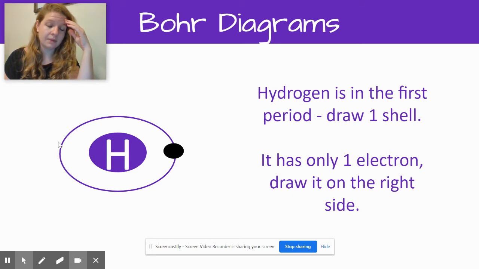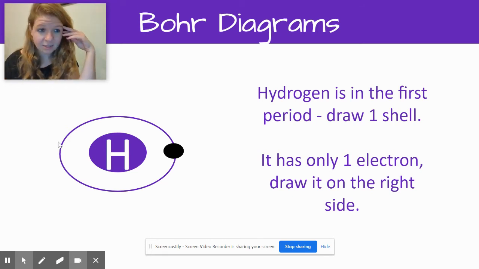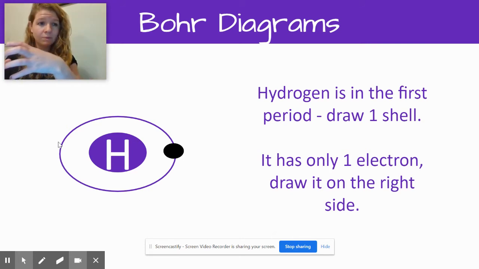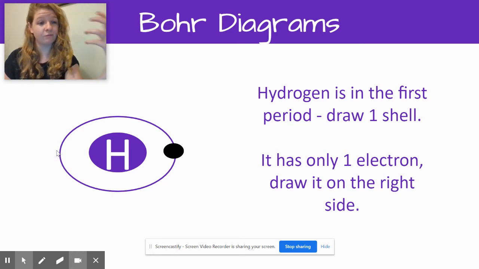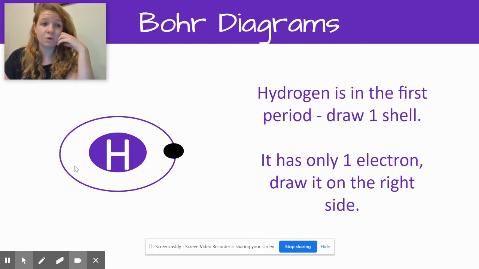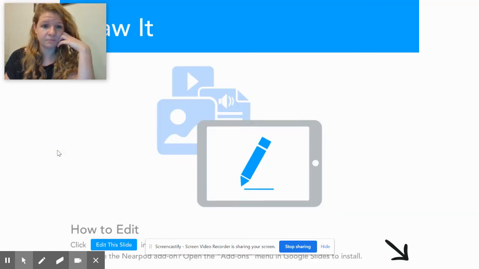So as you guys are making your Bohr diagrams, I want you to be thinking about what it would take to make them happy, what it would take to make them stable. We know that elements are stable when they have a full octet or a full shell. Hydrogen is only 1 away from having a full shell. So hydrogen probably wants to form a bond pretty badly, so that it has that full shell.